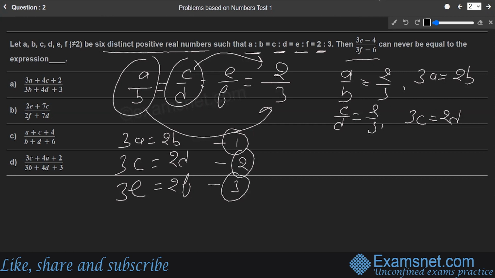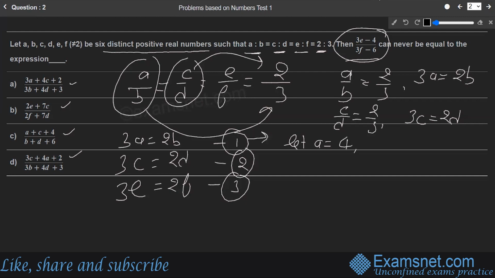Now, he is asking for the value of 3E minus 4 upon 3F minus 6. Clearly, we'll have to assume any distinct numbers for A, B, C, D, and then verify for that particular set of values of A, B, C, D, E, F whether the value of 3E minus 4 over 3F minus 6 is equal to either A or B or C or D, and whichever it is not coming equal to, that should be our right answer. So let us assume A is equal to 4. We can assume any six distinct positive real numbers, but they should be different.